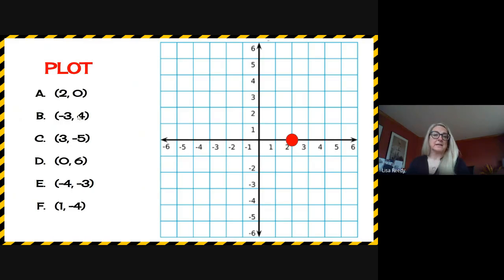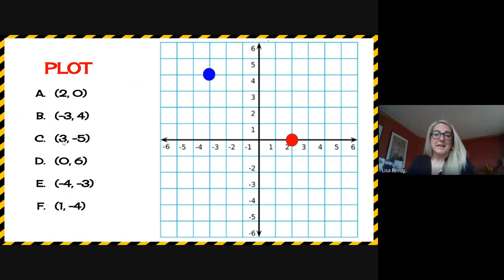Let's talk about B. I want you to think about where B would be before we plot it. My x is -3 and my y is 4. So if I'm starting at the origin, again, x first, -3 would go to the left. 1, 2, 3. So I'm sitting right here. And then +4 for the y would tell me to go up. So 1, 2, 3, 4. So my point should be right there. And again, I went 3 to the left and 4 up because of -3 and +4.